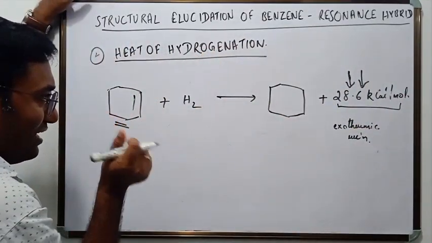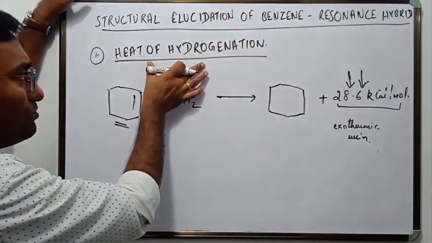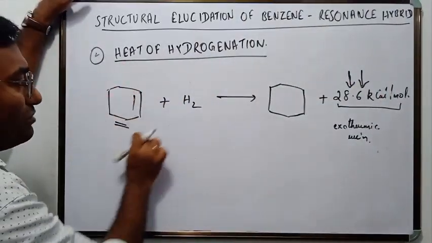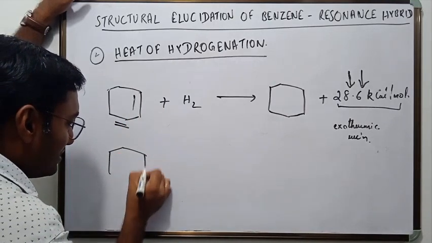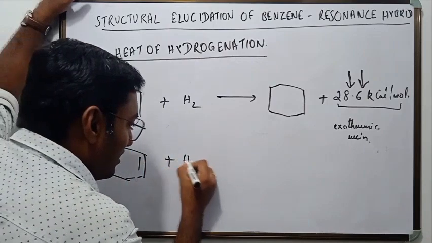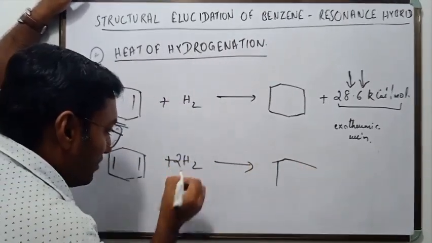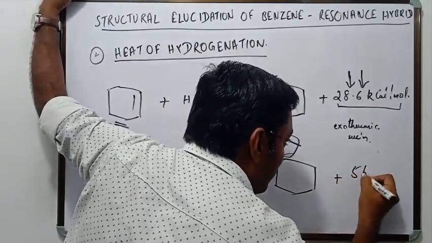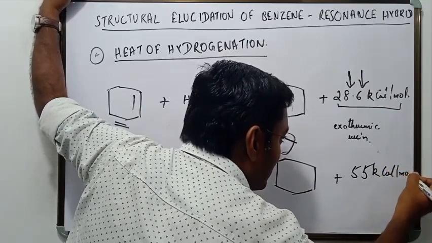Okay, you got it? The more the energy released here, that is, the more the heat of hydrogenation, the less thermodynamically stable the starting compound. Okay, let me demonstrate what I have said. This is cyclohexene, this is cyclohexadiene. Now we require 2 moles, and we get double of what we get here, 55 kilocalorie per mole. This is the actual value.